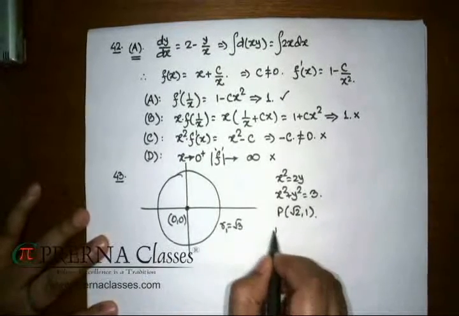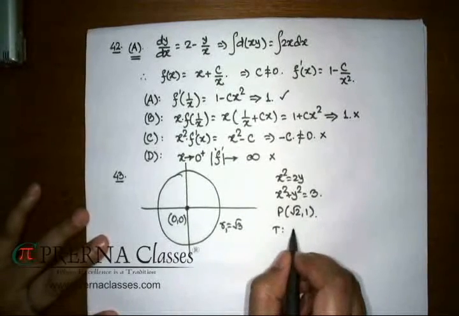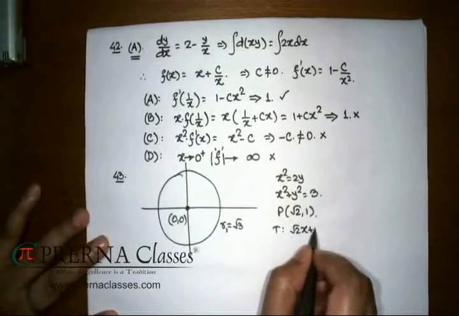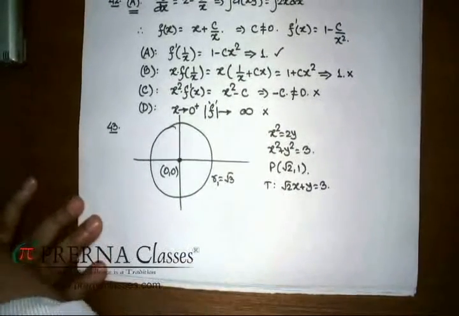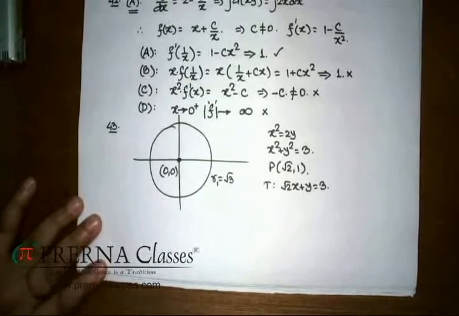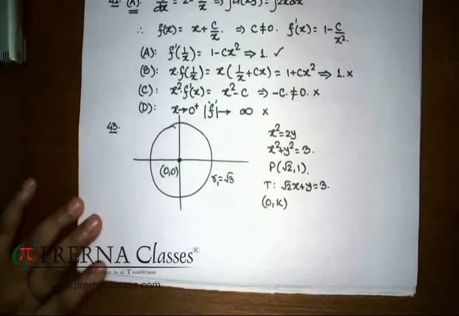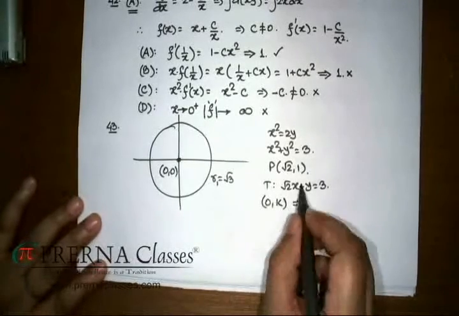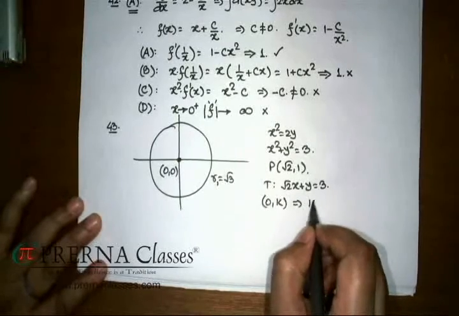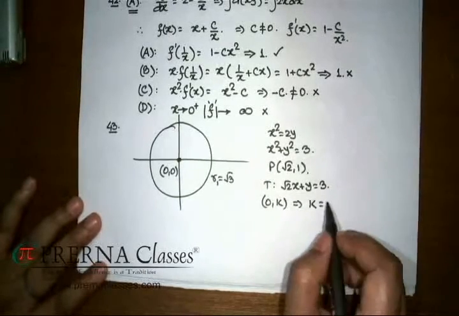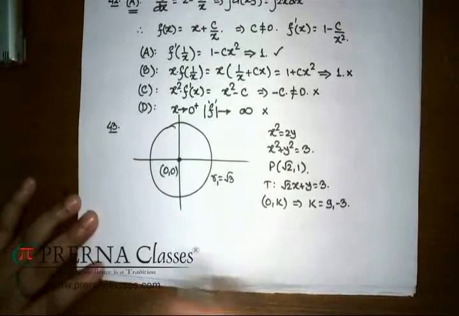Clearly you can get it by T equal to 0 for that circle, which is root 2x plus y equal to 3. And this line is touching two different circles having center on the y-axis. Suppose I take the center of that circle as 0 comma k. The perpendicular distance of this point from this line is given to you as 2 root 3, which is going to give you two values of k, respectively 9 and minus 3.